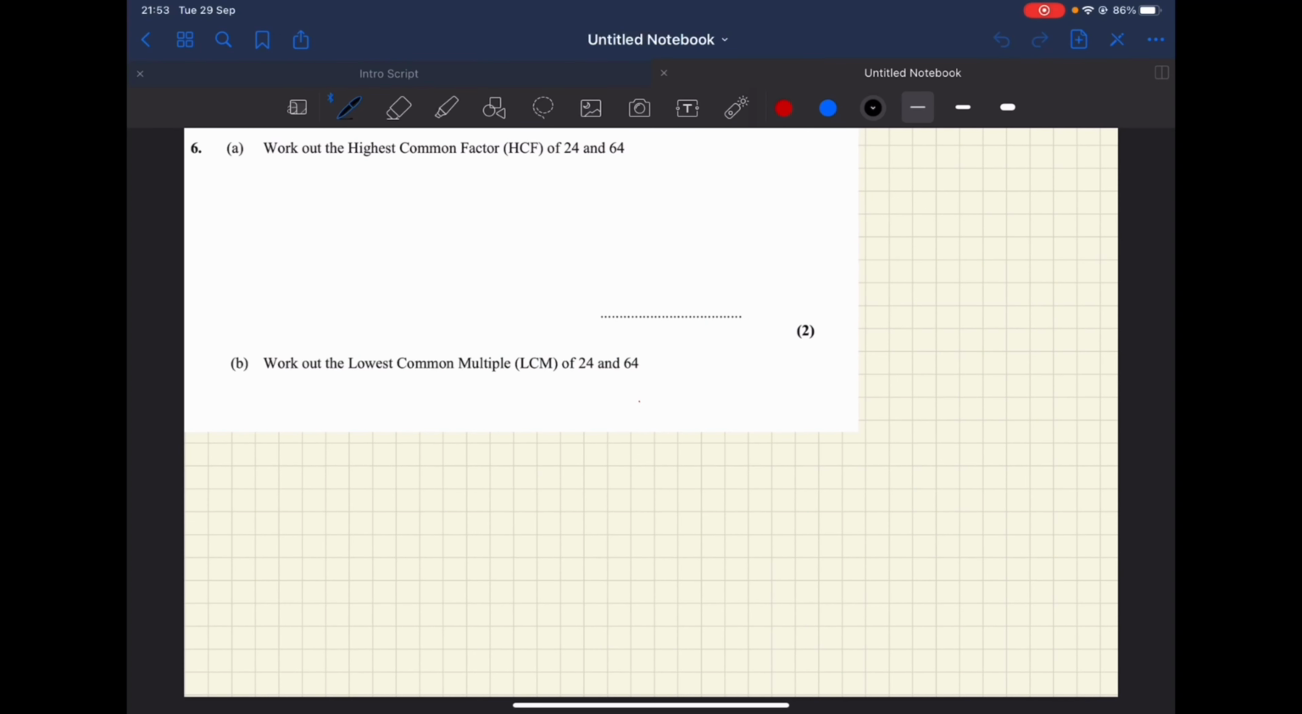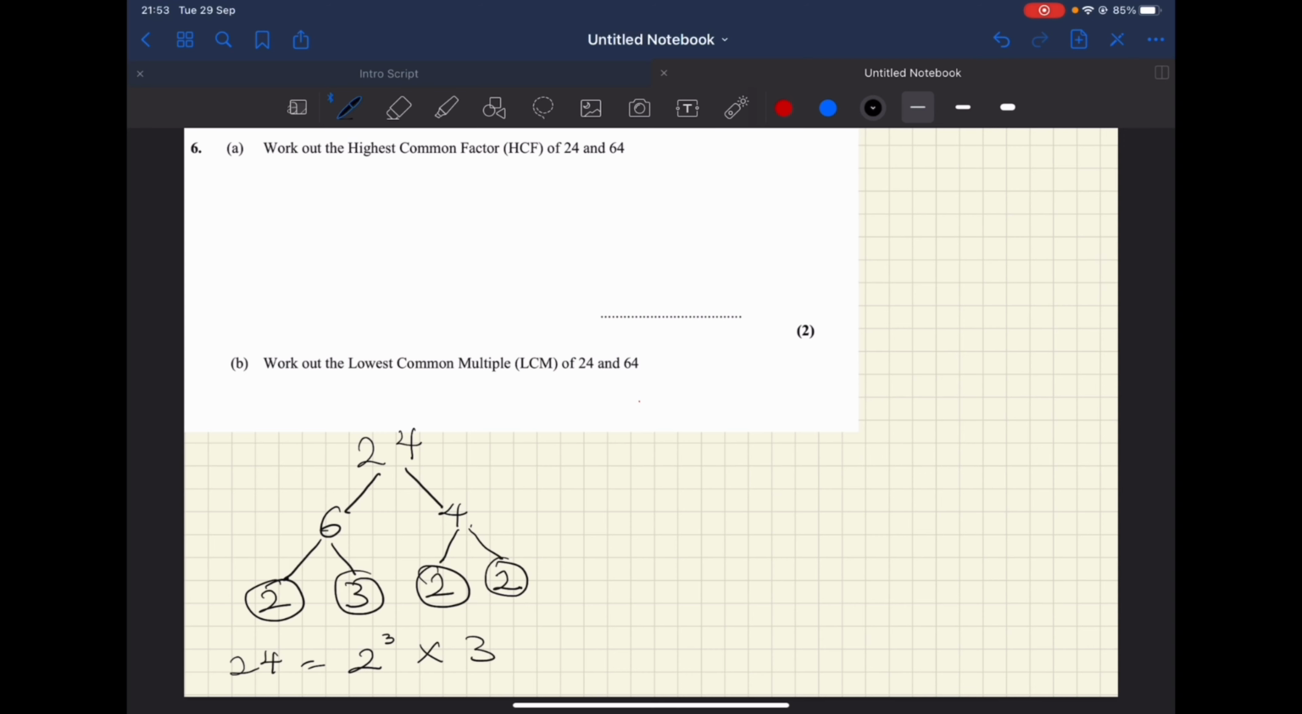Of 24 and 64. Okay, so what we do is we break down 24 into its factors. What two numbers do we multiply to get 24? 6 and 4. We'll break down 6 into its factors, 2 and 3. We break 4 into its factors, 2 and 2. Okay, so we have 24 equals 2 to the power 3 times 3.